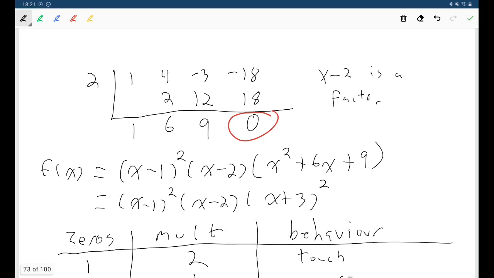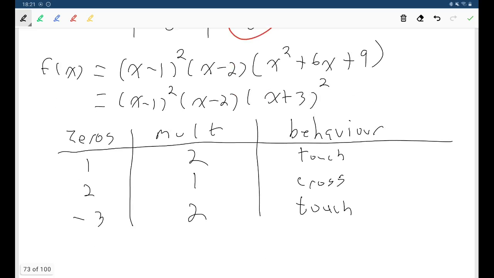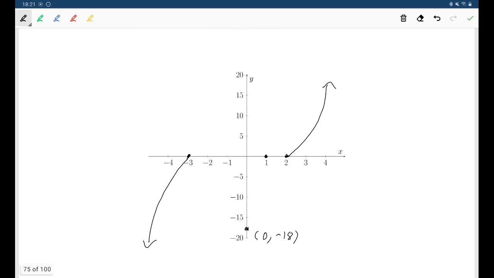Now we go back and remind ourselves what's going on with our zeros. At our zeros, at 2, we're going to cross the x-axis, but for the others, we're going to touch the x-axis. So that means at negative 3, we were supposed to touch the x-axis and then go back the way we came. We're going to have to make our way to that y-intercept, so I've done that. And I'm going to have to make my way to that x-intercept. There we go. At 1, I'm supposed to touch.